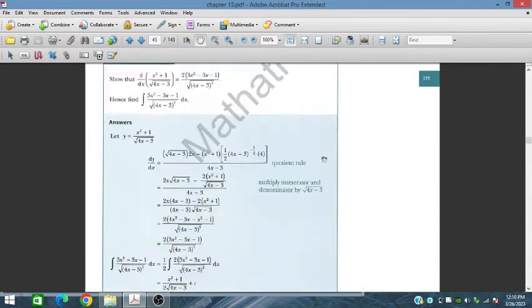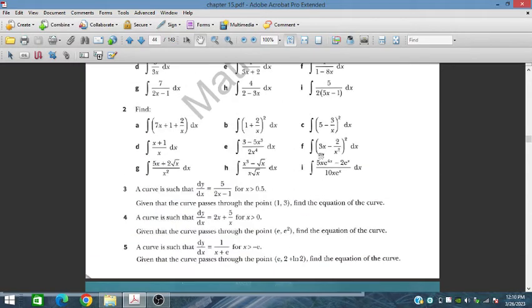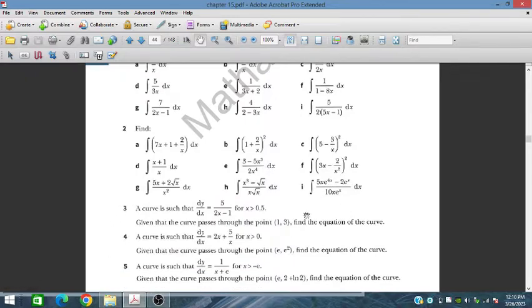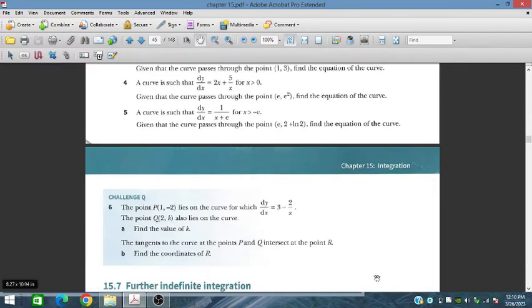So in this session we'll discuss exercise 15.6, which is very important, and we'll solve some problems from question 1 and then question number 2, and afterward we will solve all other questions.